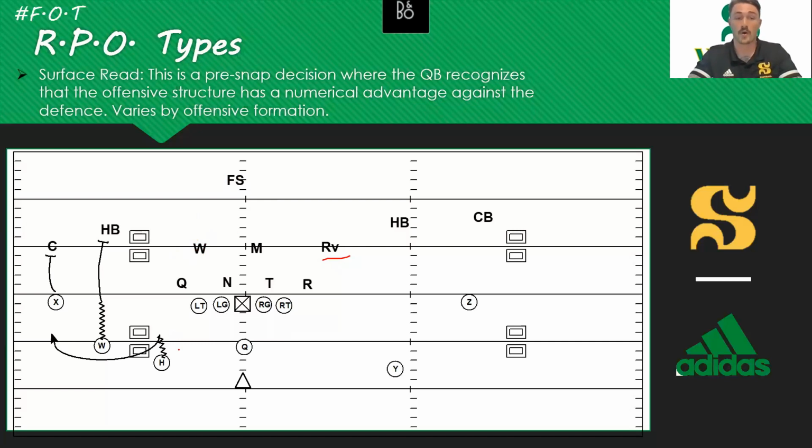We're going to take advantage of that empty space, and we're going to put the ball in the hands of an athlete, and we're going to make sure that our receiver is aggressive, and they're going to block in a good position to make sure that we can gain some quick yards fast.